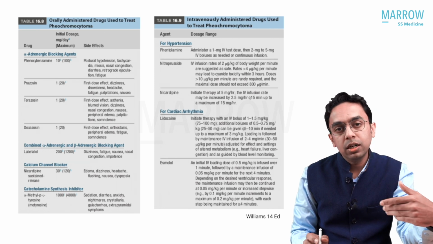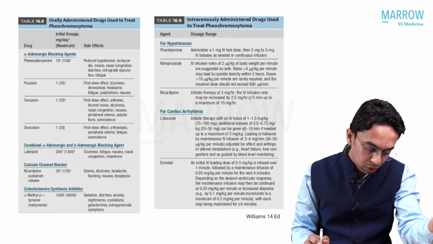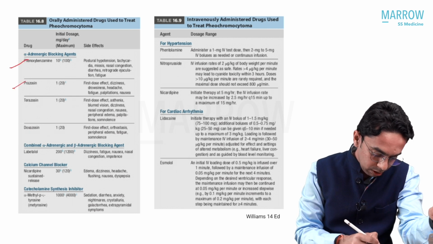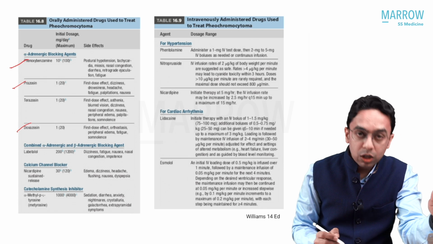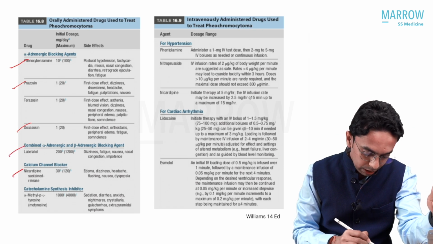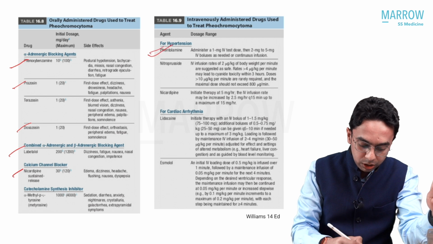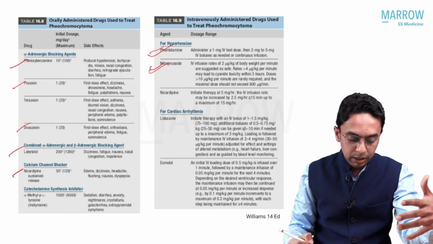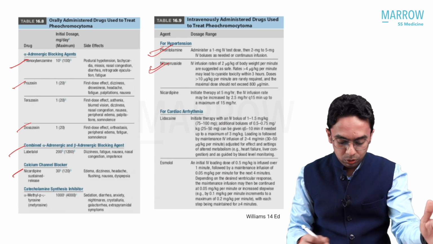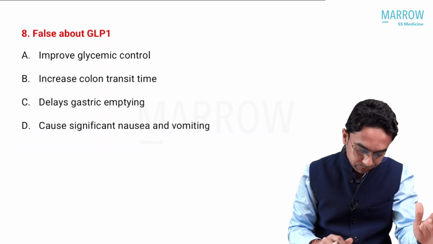There are IV drugs, there are oral drugs. We know that alpha blockers, phenoxybenzamine, prazosin and doxazosin, these are commonly used. Then labetalol, nicardipine. Okay, and IV phentolamine is usually used. Nitroprusside is also used in crisis. So all these things, you know that they are used.